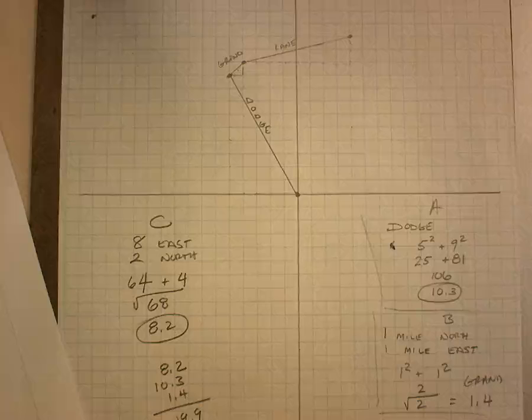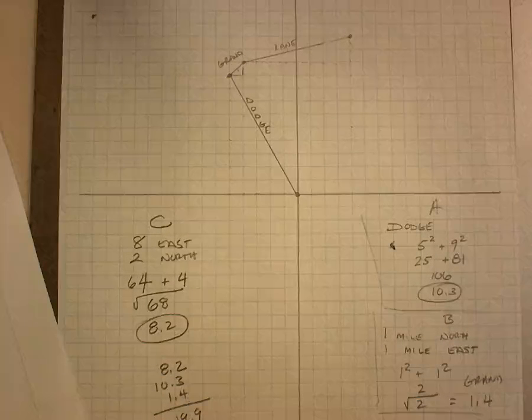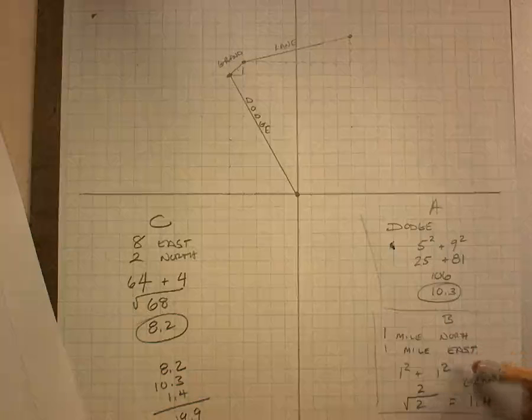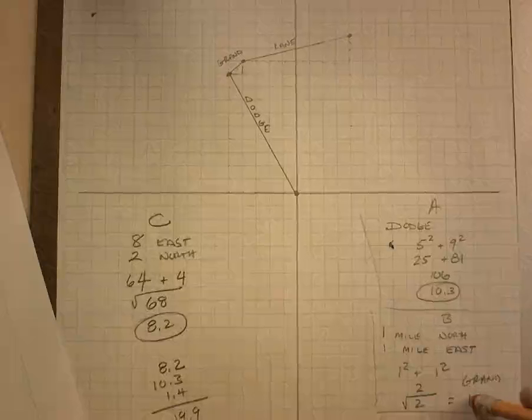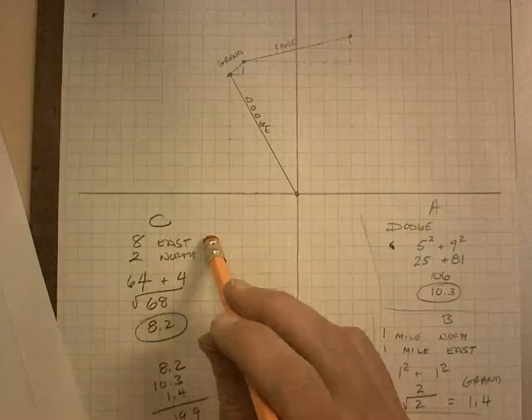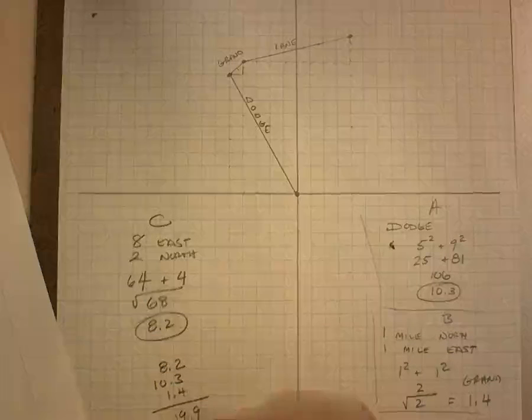Checking it using the answer key. Number 1, part 1 is 10.3 miles. Part 2, 1 mile east, 1 mile north, 1.4 miles. Part 3, 8 miles east, 2 miles north, 8.2 miles, 19.9 total distance.